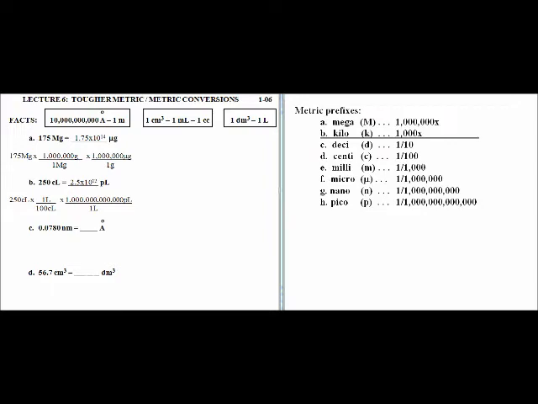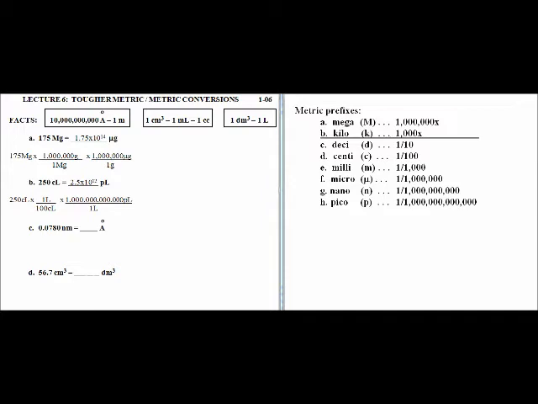Therefore, we'll convert from nanometers to meters to angstroms. We'll set up the first conversion factor using nanometers in the denominator because that's what we started with. We know that there are 1 billion nanometers in every 1 meter. So we'll have 0.0780 nanometers times 1 meter over 1 billion nanometers.